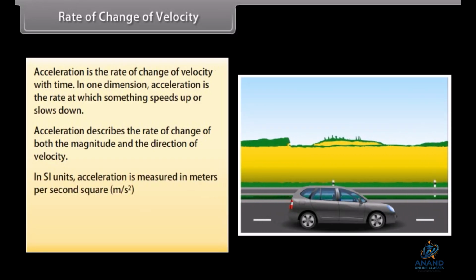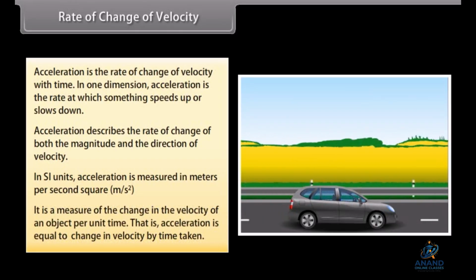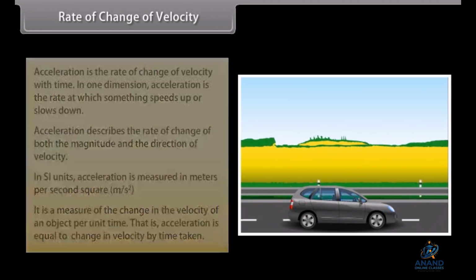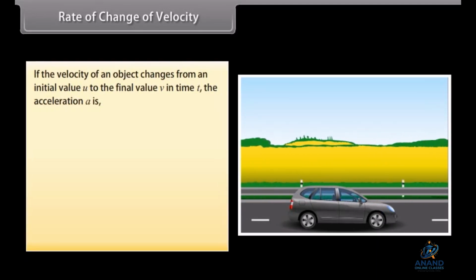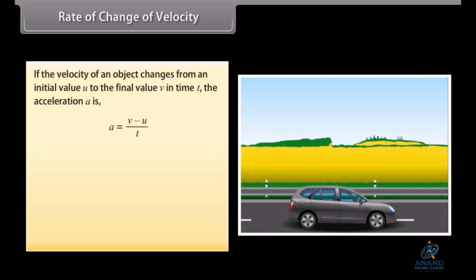In SI units, acceleration is measured in meters per second square. It is a measure of the change in the velocity of an object per unit time. That is, acceleration is equal to change in velocity by time taken. If the velocity of an object changes from an initial value u to the final value v in time t, the acceleration a is (v minus u) upon t.